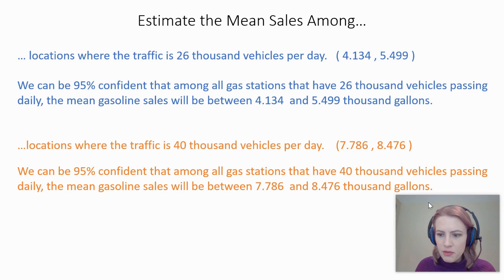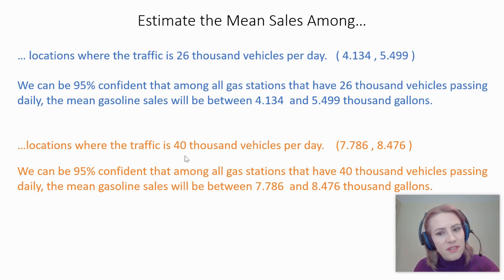Okay, so if we were to grab those numbers that appeared in the new columns in the spreadsheet, when x is 26, these are the interval endpoints that I came up with. So we could say we're 95% confident that among all gas stations that have 26,000 vehicles passing per day, because this is a population mean, so among all of them of that type with x equals 26, we estimate that the mean sales would be between that number and that number, 1,000 gallons.